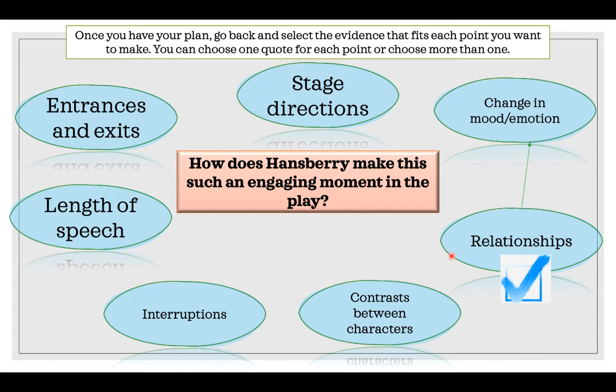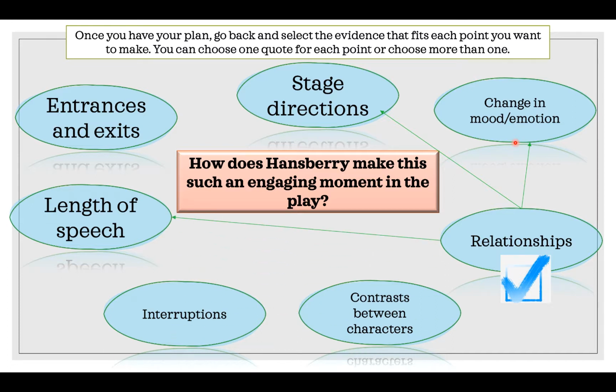So for example, change in mood and emotion. That definitely shows me something about relationships. So maybe that's one of the first things that I will say, that relationships are presented through a change in mood and emotion. Stage directions definitely show us something about relationships. Stage directions, as I mentioned in lesson 1, reveal something important about character, about action, relationships, feelings. So that's something that I'm going to use as my how to support my points in relationships.